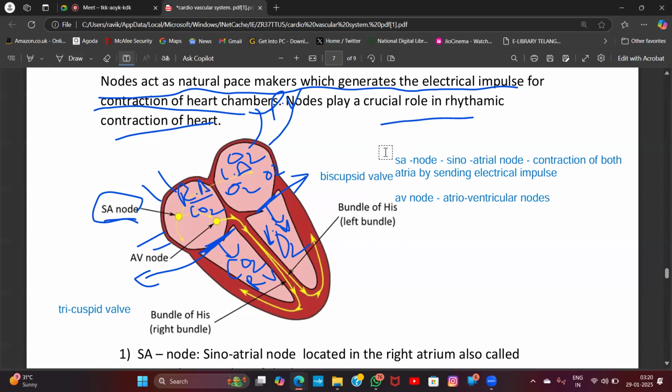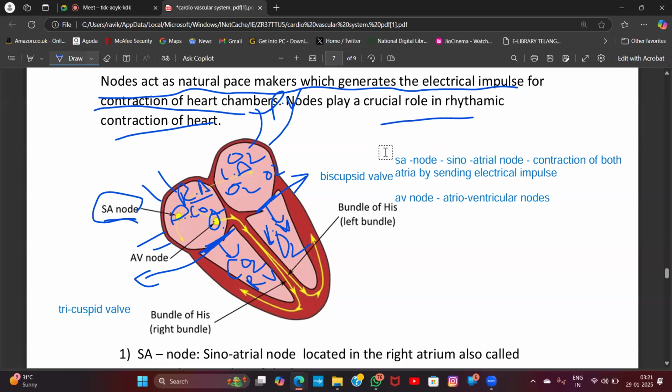bicuspid or mitral valve, after the complete drainage of the blood from the atrium, the electrical impulses are sent to the AV node. From the SA node, the electrical impulses are sent to the AV node. The AV node stores the electrical impulses and helps the entire blood move into the ventricles. After the blood moves into the ventricles, the atria are empty, and the ventricles are filled with deoxygenated and oxygenated blood.